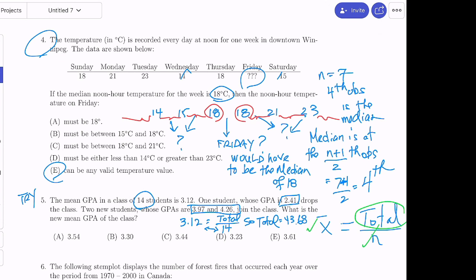And what's the new total? Right. I'm running out of space, but I'll make the calculation here. So now the new total, can you see that? Yeah. New total is 43.68, subtract off 2.41, but add in 3.97 plus 4.26, and you get 49.5. And what do you do next? Are we finished?